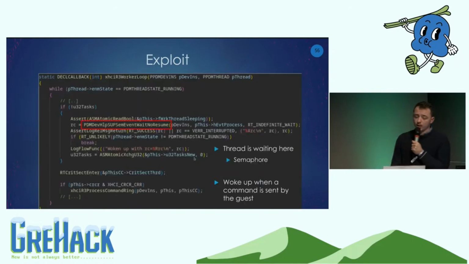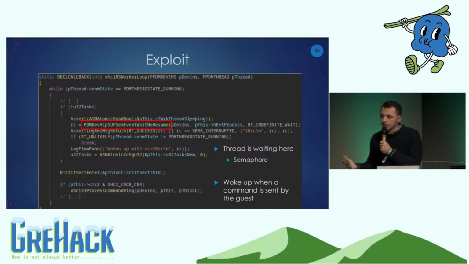And looking back, this thread is actually a worker. It waits in a loop, and it's actually waiting on a semaphore, so it's waiting for an event forever. And the event it's waiting for is to receive a command sent by the guest, which we can trigger at any moment. So we know where the stack frame is located, and we know it's waiting in this function.